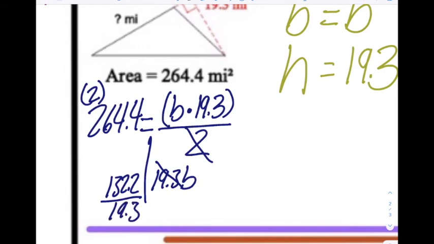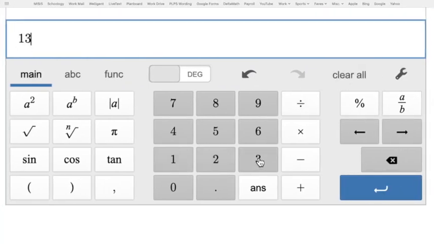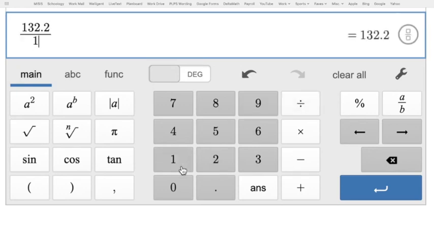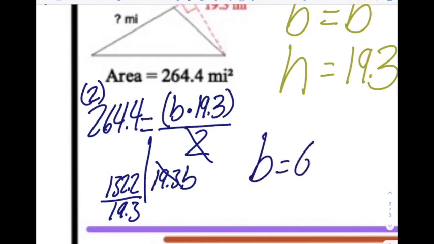And what is 132.2 divided by 19.3? 132.2 divided by 19.3 is, rounding to the nearest tenth, 6.8. The 4 is going to tell the 8 to stay the same. So B is equal to 6.8.